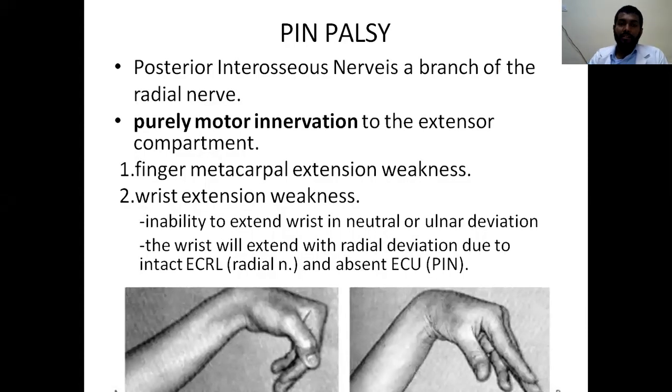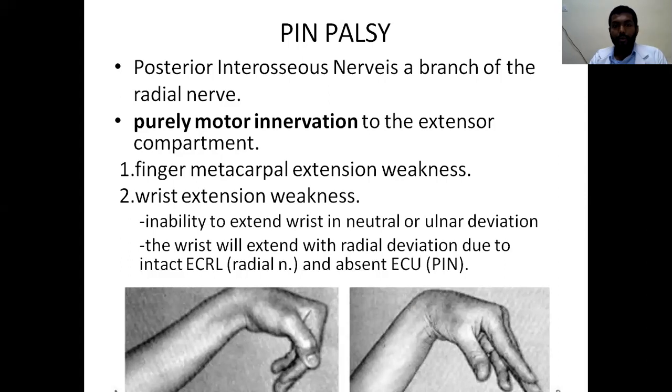What is a PIN palsy? What is PIN? PIN is your posterior interosseous nerve. It is a branch of the radial nerve. Now this is a purely motor innervation, that too to the extensor compartment. There is finger metacarpal extension weakness and your wrist extension weakness in PIN palsy.